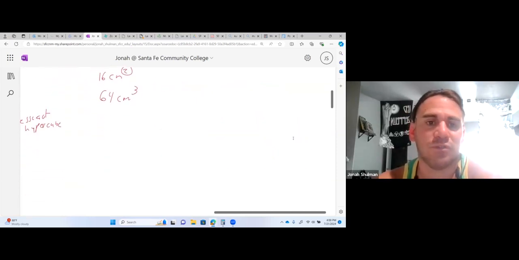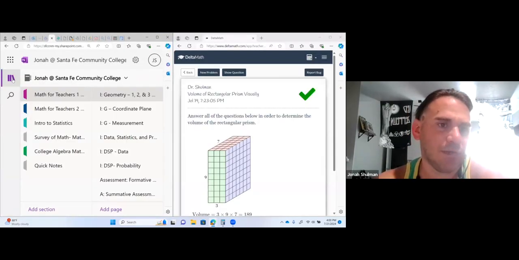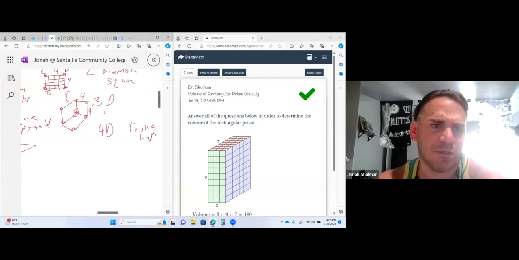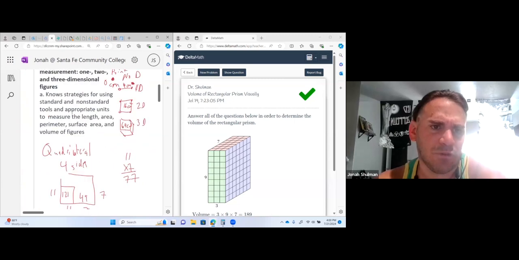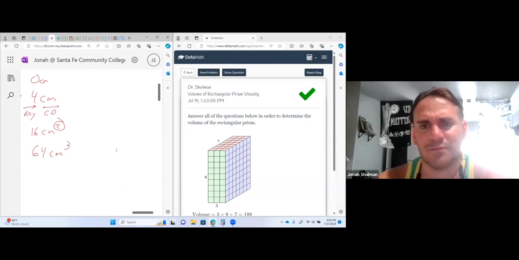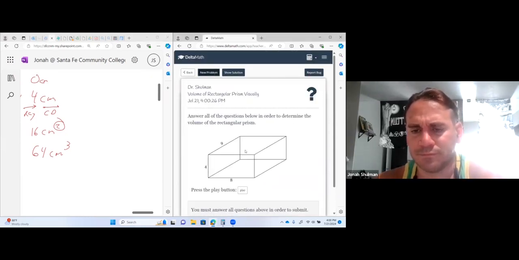All right, let's jump into it. I just thought I'd share a little bit before we got back into what we're doing. Oh, and again, we are in Math for Teachers. I'm putting them all into one thing. And this is the first part of geometry. And we're doing length, area, perimeter, surface area, and volume. So we already did some areas. Let's do a volume. Let's do a new problem.